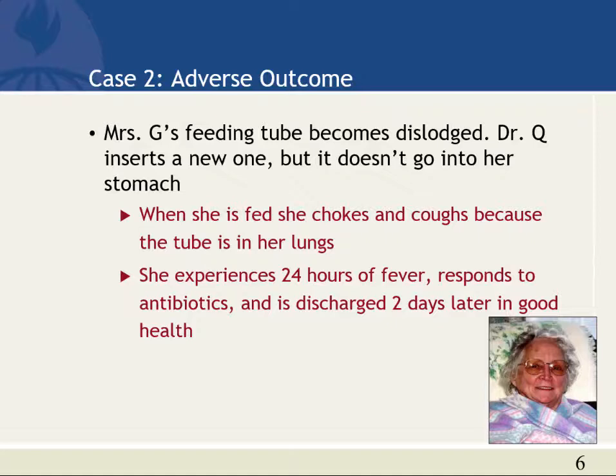Case two. Here's an adverse outcome. And in this case, Mrs. G's feeding tube comes out, Dr. Q inserts a new one, and it goes into her lungs. However, unfortunately, she is fed through the feeding tube. The food goes into her lungs, she chokes and coughs, and has an adverse outcome. It's bad to have feeding solution in your lungs. So she actually gets a fever, but she doesn't get that sick. She gets pneumonia and goes home and doesn't die. So this is definitely an adverse outcome. It is also an error. However, if this isn't litigated and never goes to court, it cannot be negligence, because it can only become negligence if a court decides that there was a failure to adopt the standard of care.